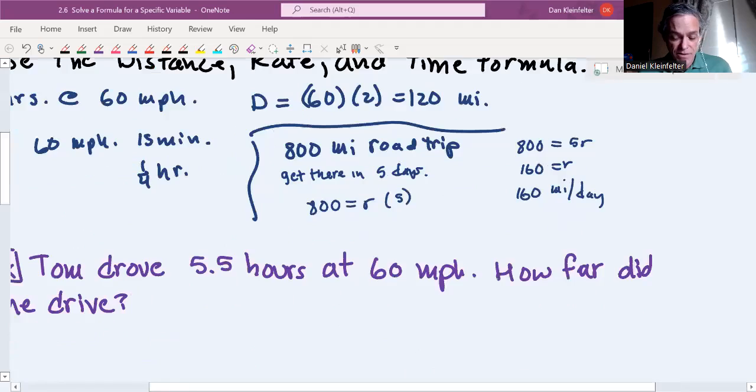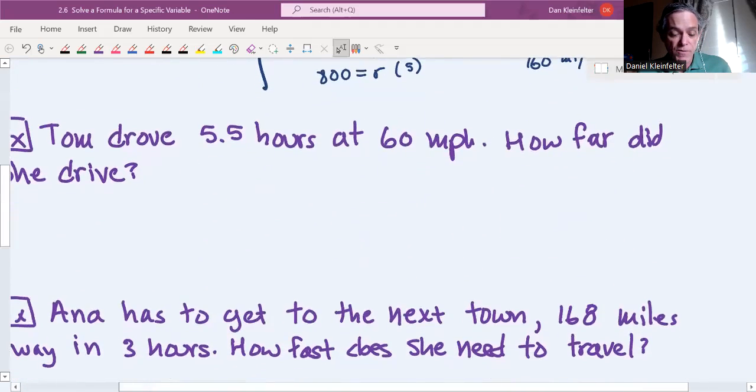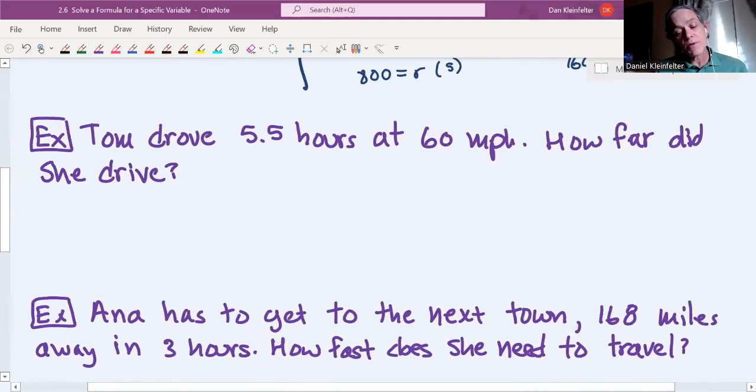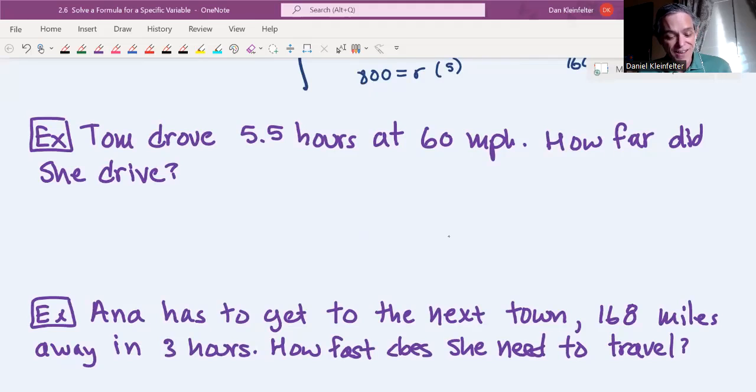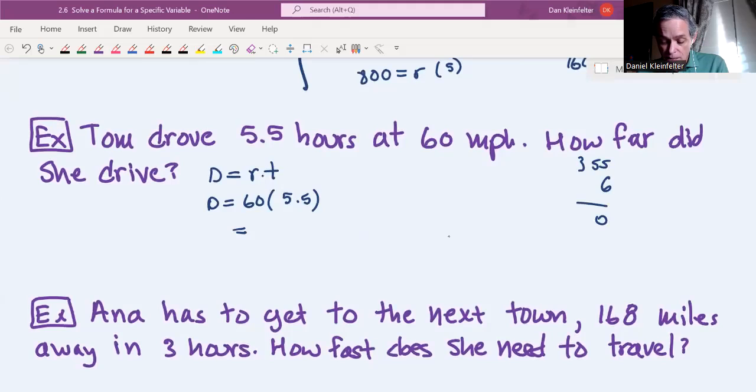Let's see a couple of other examples of the distance, rate, and time formula. Here it says Tom drove 5.5 hours at 60 miles per hour. We'd like to know how far he drove. So the distance is equal to rate times time. The distance here we don't know. Rate is 60 miles per hour, and the time is 5.5 hours. So then we need 60 times 5.5. Let me go ahead and work that out. And so that looks like 330 miles.